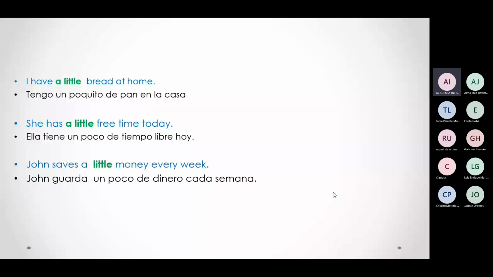Okay, I have 3 sentences with a little, okay? So we already know that a little is used with uncountable nouns, right? Okay, the first sentence. Can somebody help me out reading the first one?